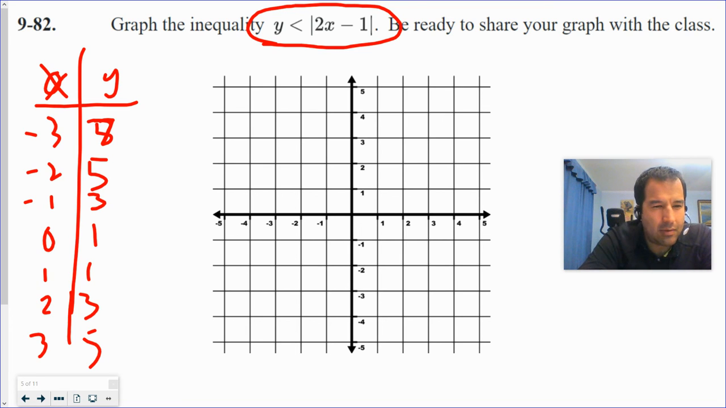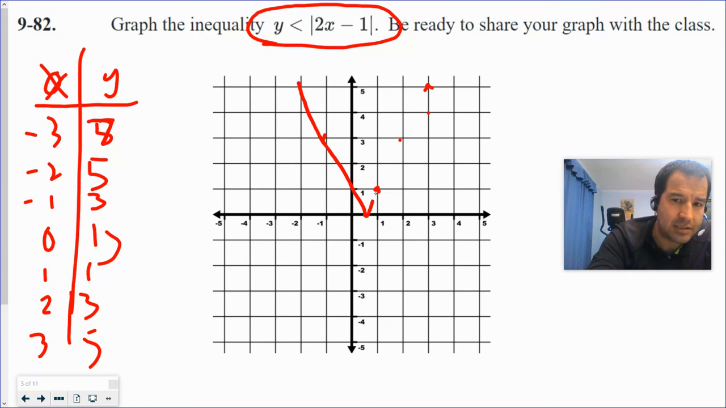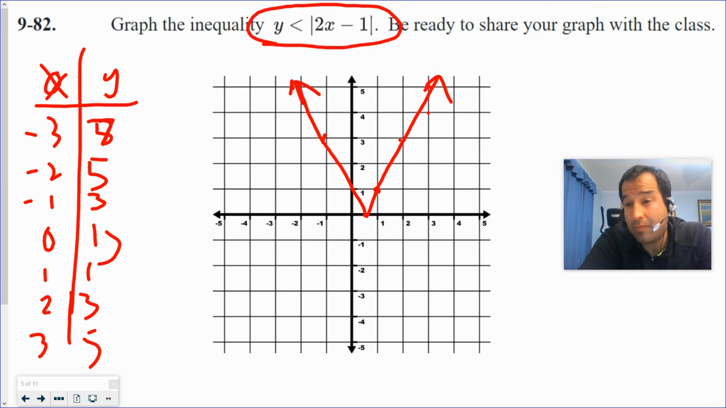And you're like, wait, what's going on here? Well, I do know that I have to have a vertex, and the vertex is going to be between these 2 points. It's kind of like a parabola. So 0 is 1 and 1 is 1. That means my vertex must be in the middle of it. And then 2 is 3, and -1 is 3, and 3 is 5, and -2 is 5. And it would look like this. Boom. Okay.